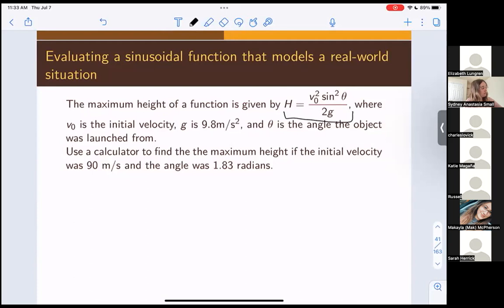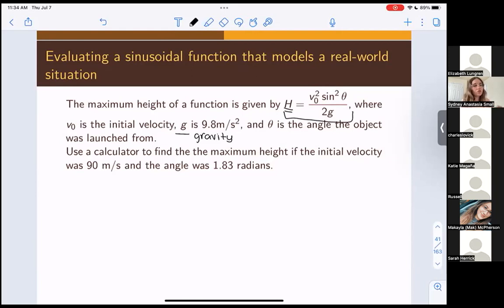And what these values mean: v naught, I say naught, it usually means if we have a 0 and a subscript, it's oftentimes called naught. It's the initial velocity. G is 9.8 meters per second squared. If you've ever taken a physics class, you know that this is just the value for gravity. It doesn't change. It's Earth's gravity. And theta is the angle with which the object was launched. Use a calculator to find the maximum height, h, because that's what the formula is for, if the initial velocity was 90 meters per second and the angle was 1.83 radians.